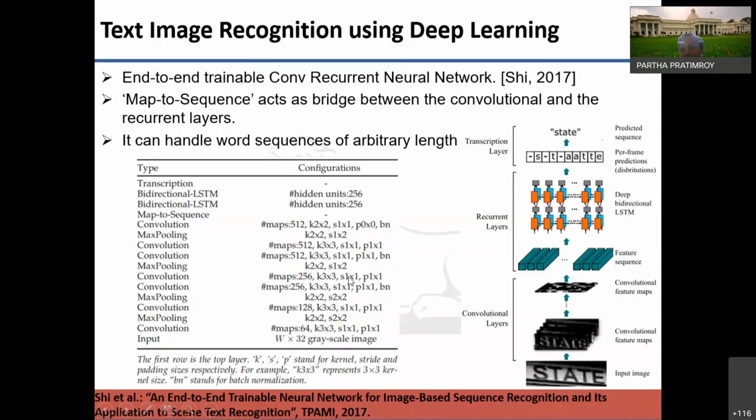These codes are all available. This is not my paper; this is a standard paper from 2017. What they are doing is taking a width-32 grayscale image, using convolution and max pooling like this through these layers, and finally you get these feature maps. On these feature maps you use a bidirectional LSTM two times. You see here, BLSTM two times. It's a stacked BLSTM, and then you get the results.